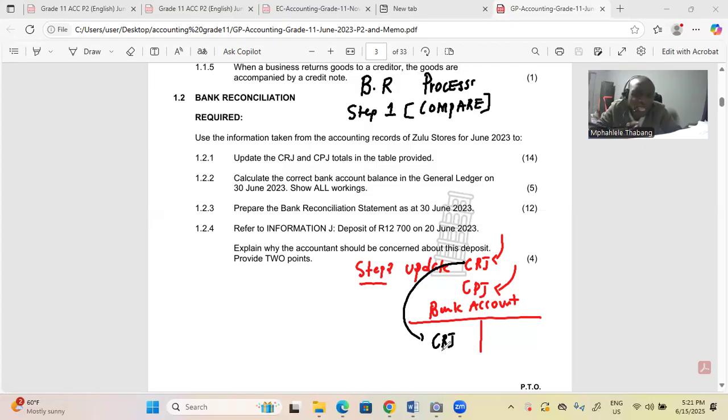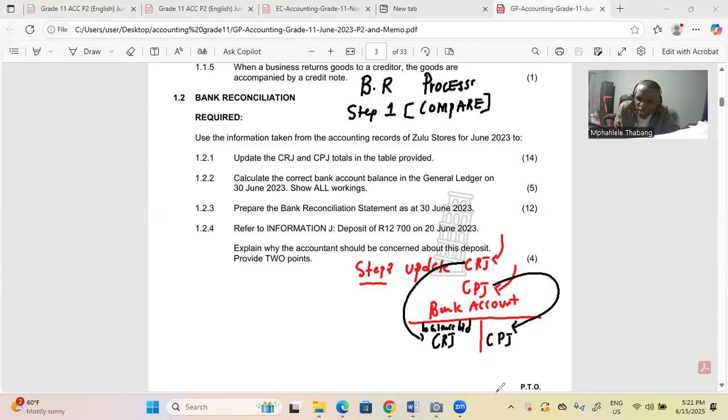And we also take the total of the CPJ and put it on the credit side of the bank account. Whenever you open a T account in accounting, you should not forget to record the opening balance. The opening balance might be on the debit side, might be on the credit side. So I will just say balance brought down. In this case, I'm just putting it on the debit side.